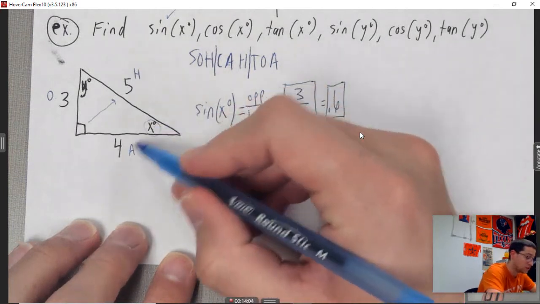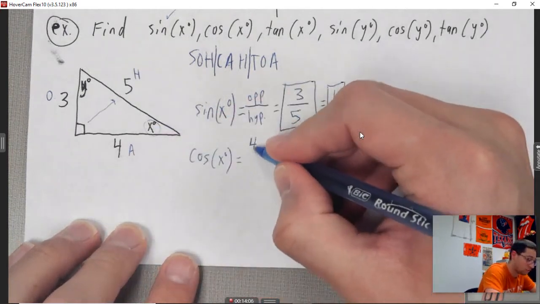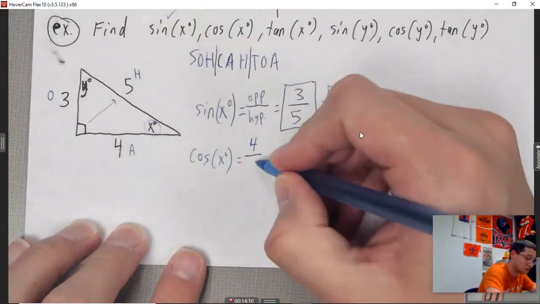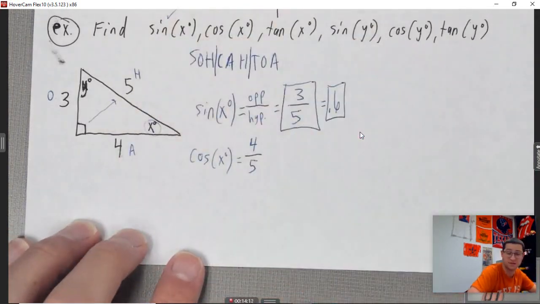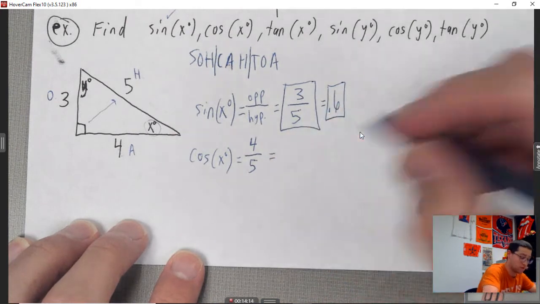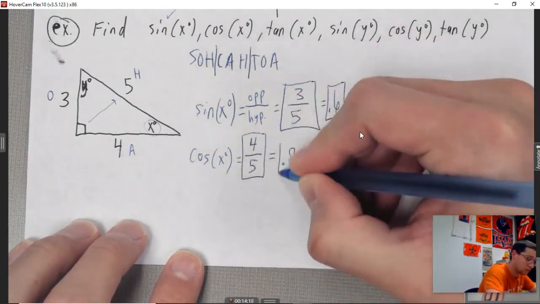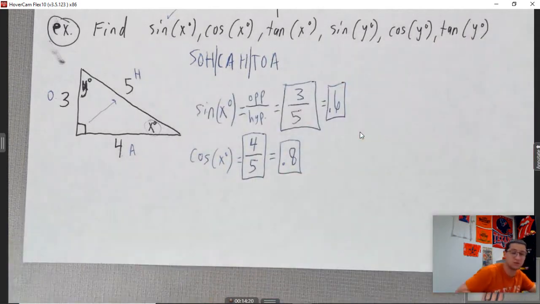So here we go. The adjacent is 4. I'm not going to write the opposite over the hypotenuse, that stuff. I'm just going to write the numbers this time. That's 4/5. Well, that's equal to 0.8, but that is your trig ratio. That is what cosine of x is equal to in this particular one.